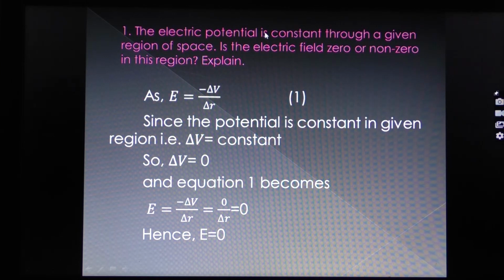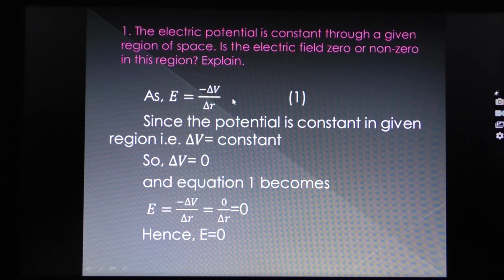As we all know, we are going to relate electric potential with electric field. So one and the only equation we derived in the topic, potential gradient, given by equation number 1. We all know this equation, we have derived it, if you remember. E is equal to minus delta V over delta R. Let it be equation number 1.